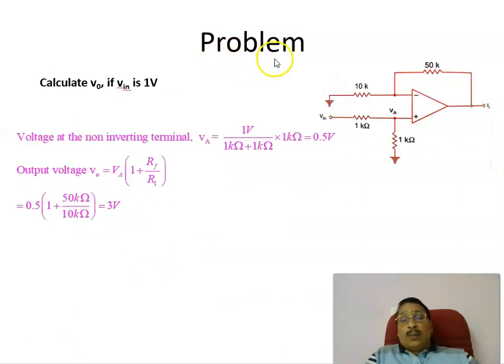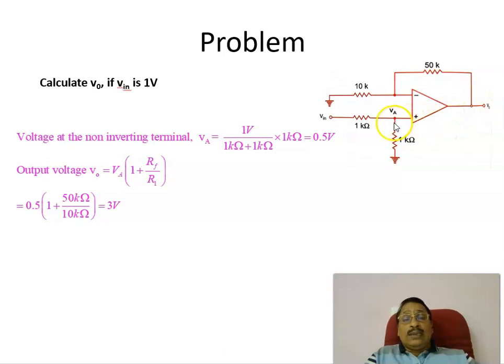This is another problem in which this is a non-inverting amplifier, and you are asked to find out what is the output voltage. The input voltage is given as 1 volt. What is the output voltage? The feedback resistance is 50 kilo ohms, and the resistance at the input side, which is grounded, is equal to 10 kilo ohms. And here 1k and 1k are the resistances working as a voltage divider, and you are asked to find out the output voltage.